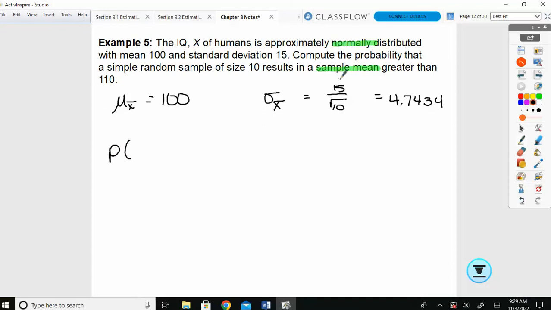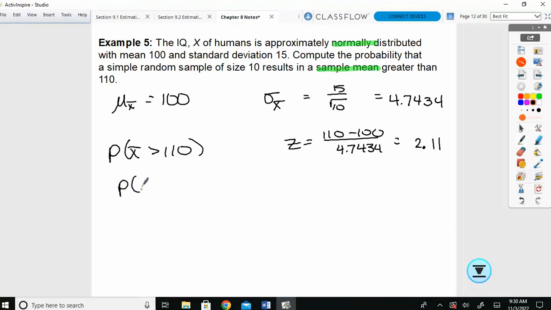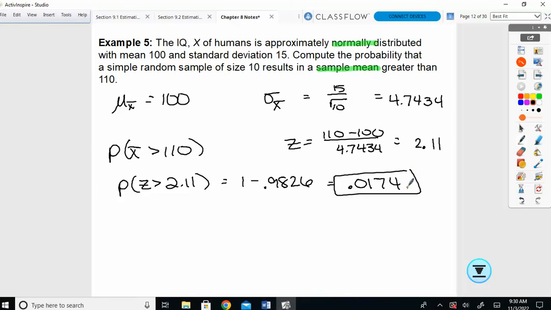So I want the probability that the sample mean is greater than 110. So first get the z. So 110 minus 100 divided by 4.7434. So we get 2.11. So I want the probability z is bigger than 2.11. So greater than, what do we have to do? 1 minus. You look up your 2.11, that's 0.9826. And so you get 0.0174. Is that okay?